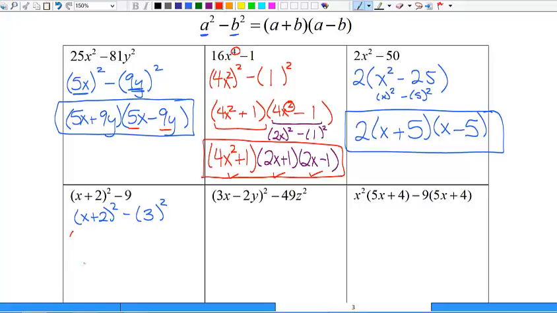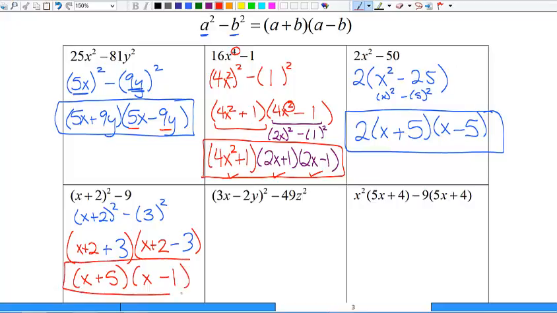So on this problem, the x plus 2 needs to go in the fronts, and the 3 needs to go in the backs, and my signs are one of each sign, one positive, one negative. Now this kind of looks like it's done, except I can simplify because x plus 2 plus 3 is really x plus 5, and x plus 2 minus 3, well, that's just really x minus 1. And this is my factorization of my original polynomial.